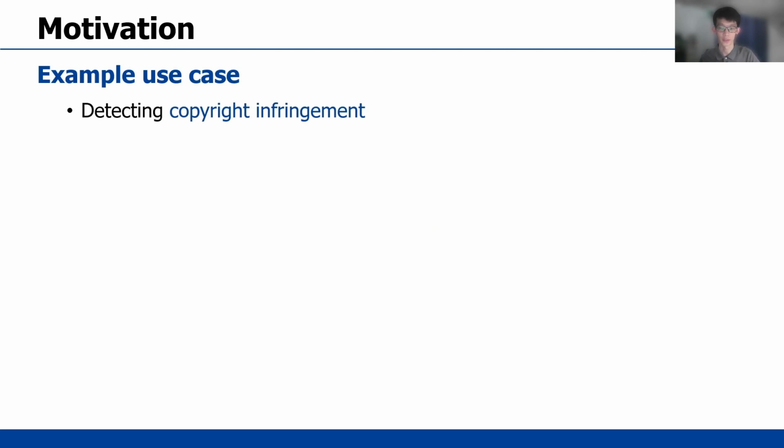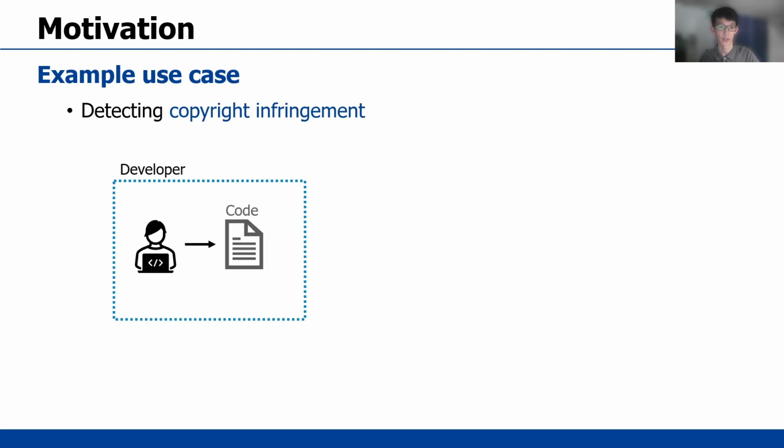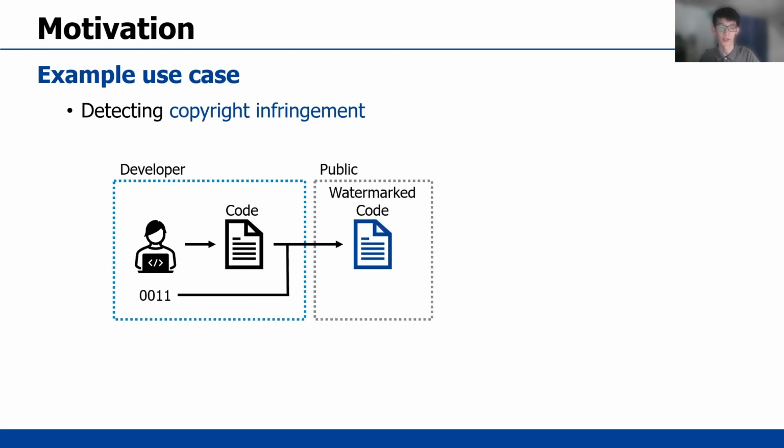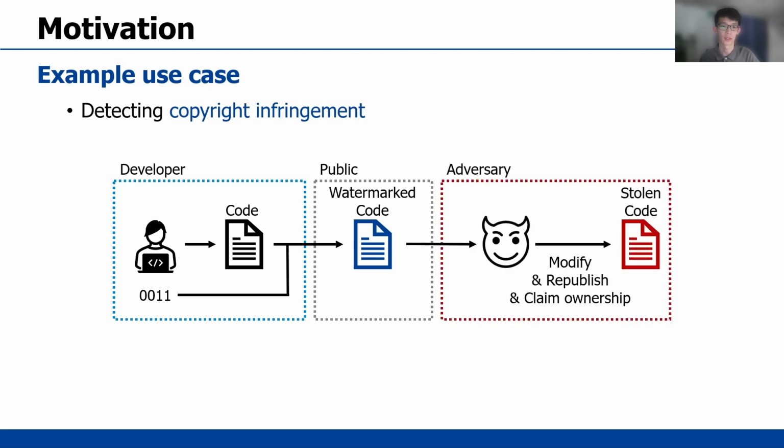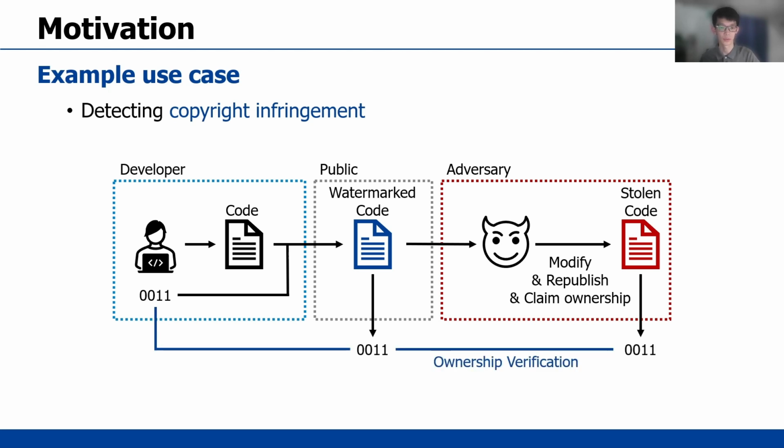SrcMarker provides a way to proactively protect code ownership. Consider the case where a developer wants to protect their code from unauthorized use. They could first embed a watermark into their code before making the code public. Now assume an adversary downloads the code, makes slight modifications, and claims false ownership. The developer could then prove ownership over this stolen code by extracting and verifying the watermark.